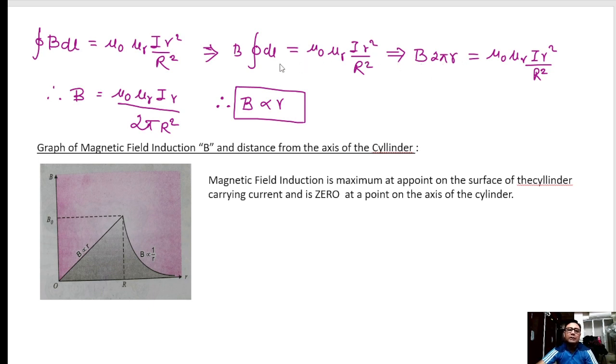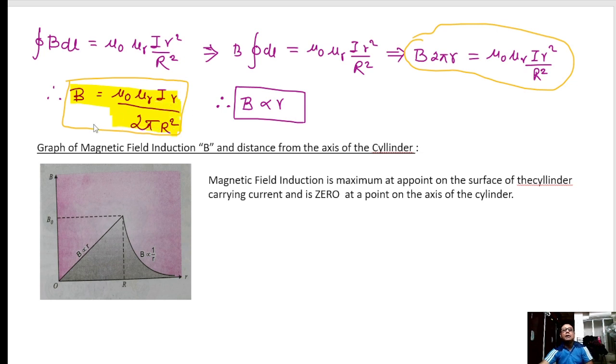So the line integral of dl will be 2 pi r. Clear? So B will be this. This is the magnetic field inside the cylinder at a distance of r, where mu r is the permeability of the material of the cylinder. So we can see B is proportional to r.